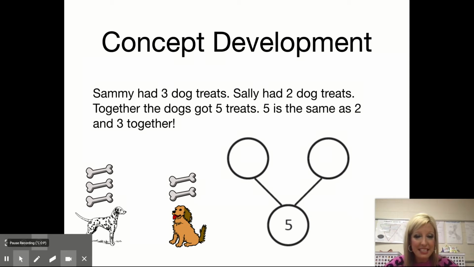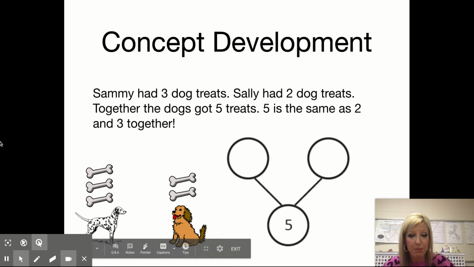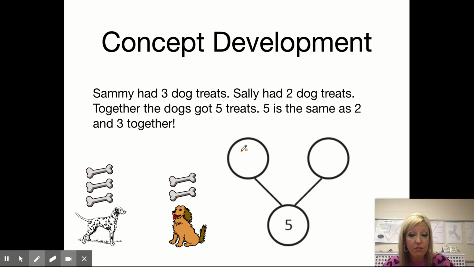So let's look at that sentence. So here's my 5 sticks that represent Sammy, and here's my 2 sticks that represent Sally. And if we put those together, which is a composition, we have 1, 2, 3, 4, 5. So looking at that number bond, we're putting together, so we're composing 3 dog treats that Sammy had with the 2 dog treats that Sally had. And together, we're showing that 3 and 2 together equal 5.